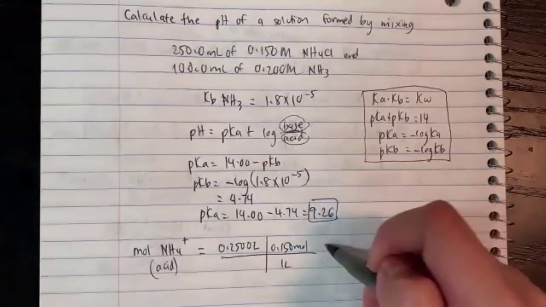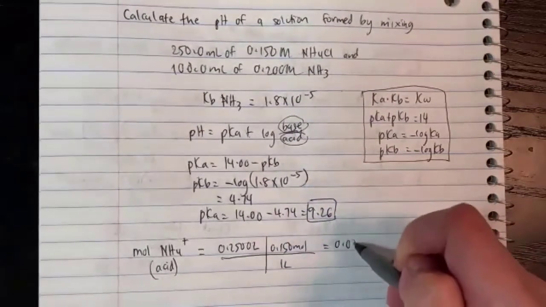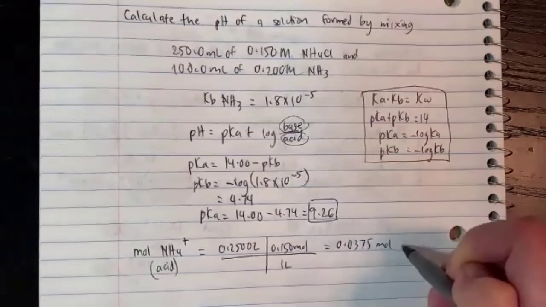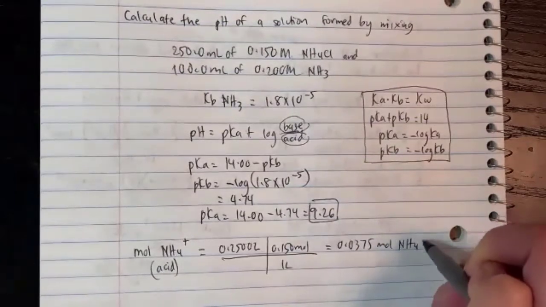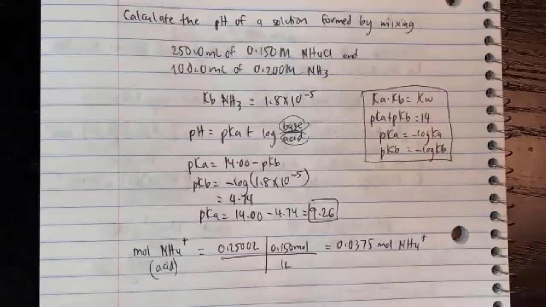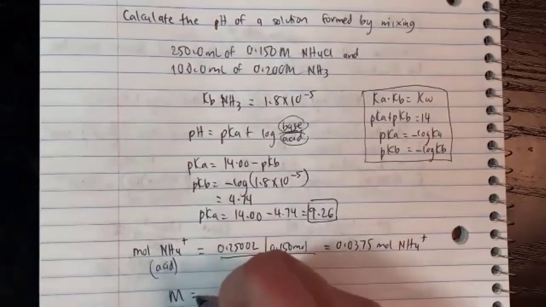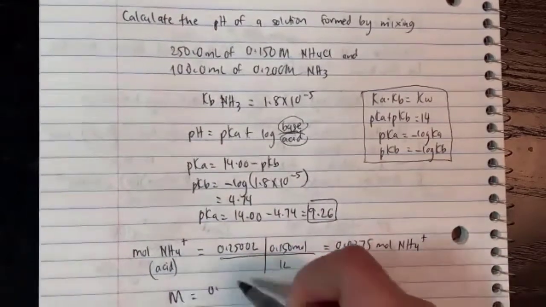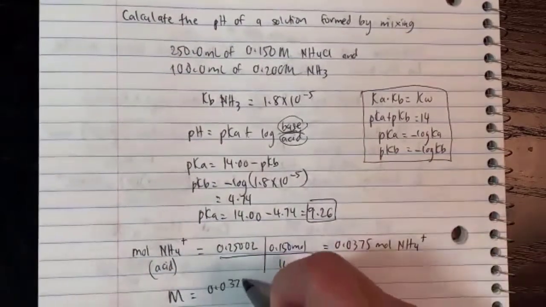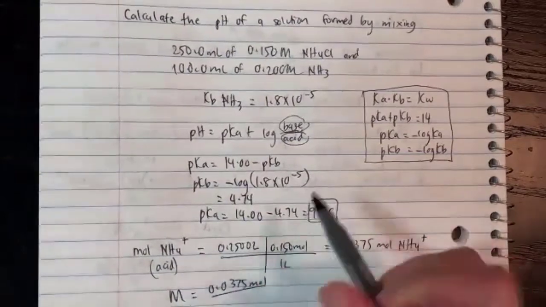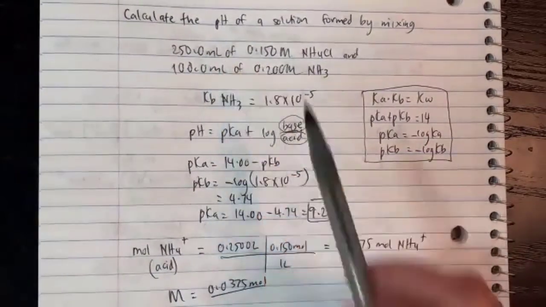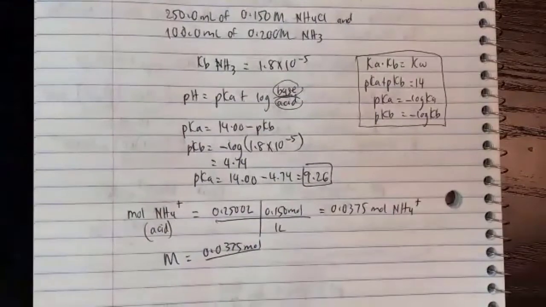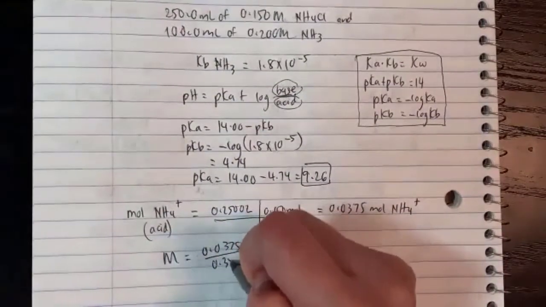So in this case, you get 0.0375 moles of ammonium ion. You really get chloride ion too, but I'm not going to talk about a spectator ion here, okay? If you wanted to do molarity, you take the 0.0375 moles and divide it by the liters of the total volume, which is 350 mils, turned into liters is 0.350.